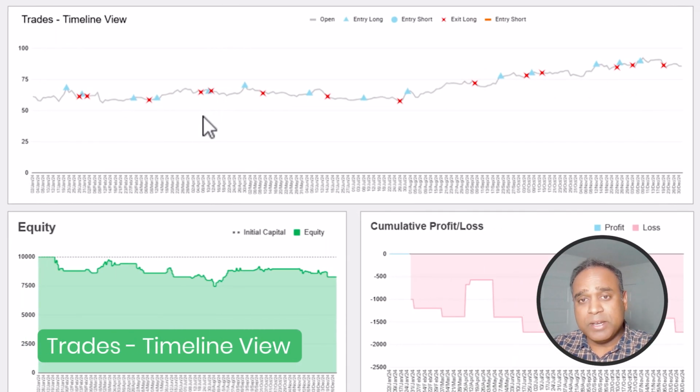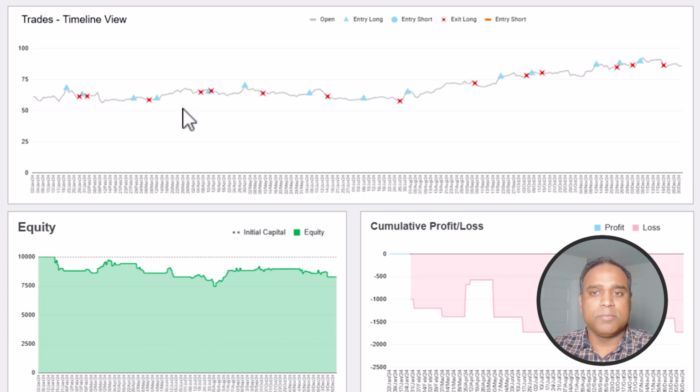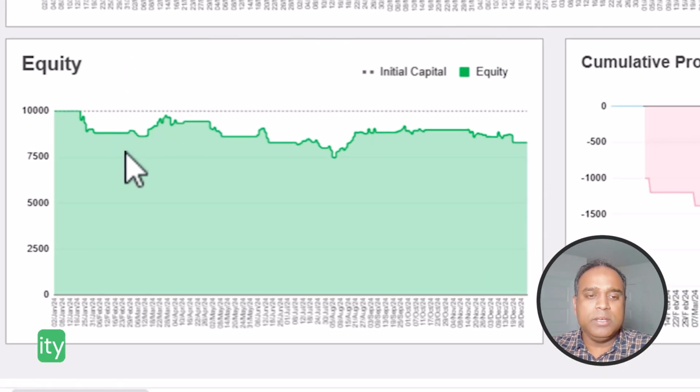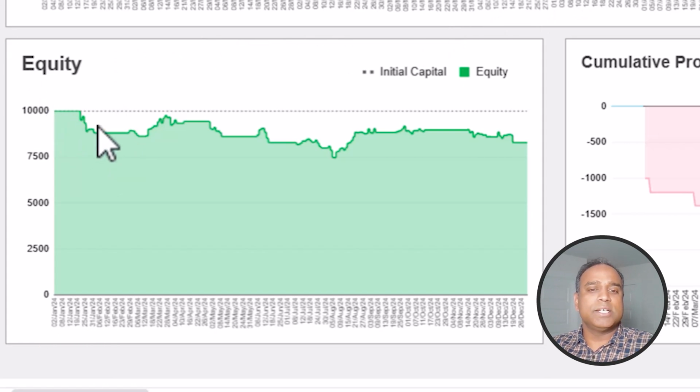We have the timeline view of the trades, where you can see when you're entering and exiting the different trades. The markers are shown clearly, so you can get a visual picture of, over the course of a year, how many trades you would have made, what type of trades you would have made. And then the equity curve is basically the amount of equity that you start with, let's say 10,000. How does that change over time of your testing window?